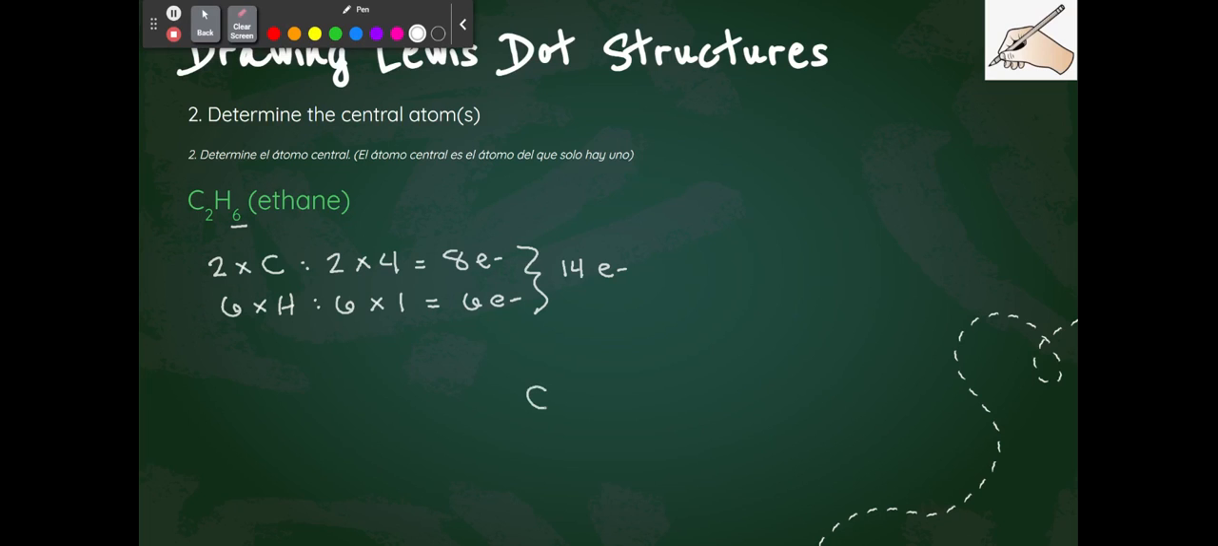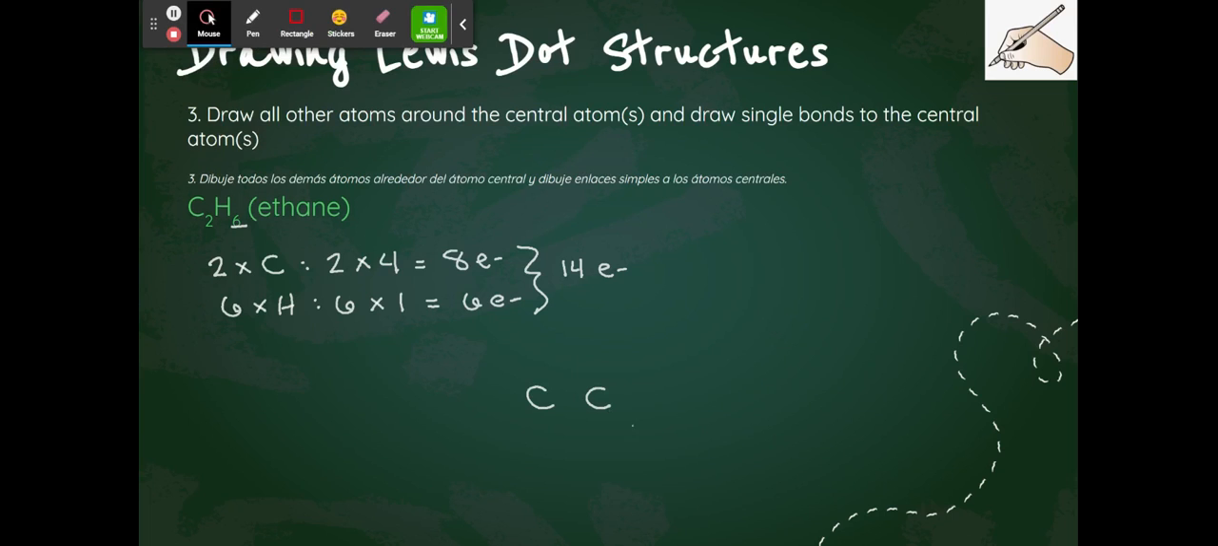So I'm going to draw my carbons in my center. And then I'm going to draw all other atoms around those central atoms. So I've got 3 hydrogens on each carbon in this case. I'm going to draw hydrogen, hydrogen, hydrogen. And then I'm going to draw connecting bonds to these central atoms.